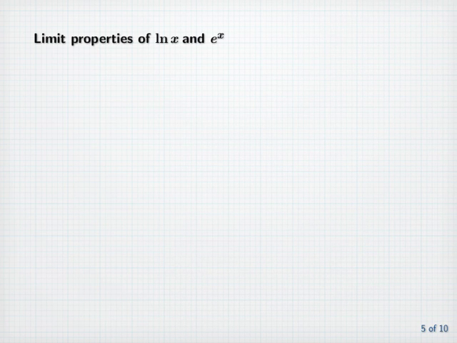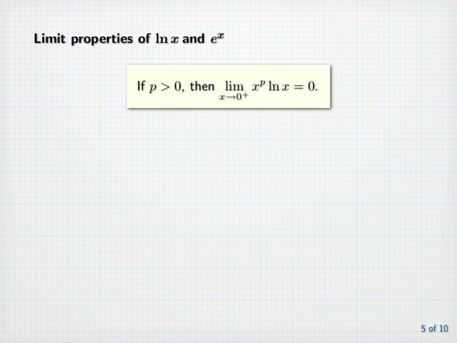Limit properties of natural log of x and e to the x. We're now going to use L'Hopital's rule to compute some hopefully already familiar limits involving the natural log and exponential functions. The first of these is, if p is positive, then the limit as x approaches 0 from the right of x to the p times log x is 0.